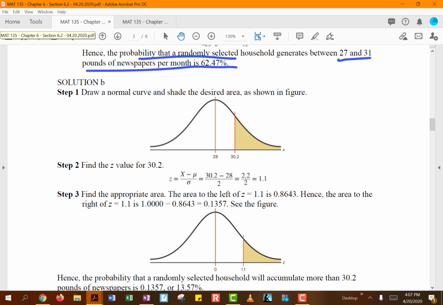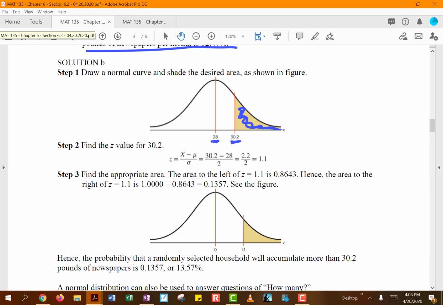So again, our mean value is 28. We are saying households are generating more than 30.2 pounds. Of course, we need to find this area in the shaded part. So the first thing we do is take our 30.2, put it into our formula to calculate our z-score. So the z-score is coming out to be 1.1.